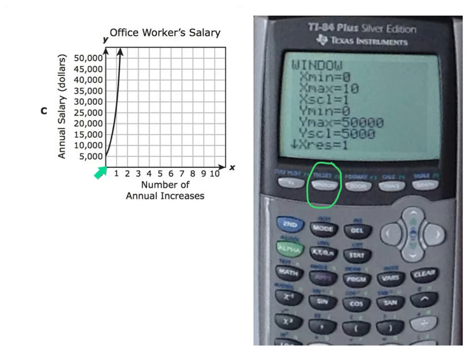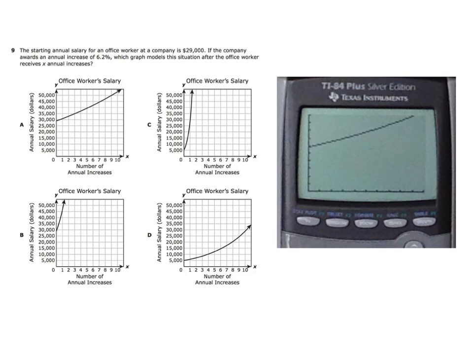And then on the y-axis, again I start at 0, but I'm going all the way up to 50,000. So starting at 0, going up to 50,000, and each one of these boxes is going by 5,000. So that's where I'm going to set my scale. So now that I've set up my window to match my graph, I'm going to press the graph key and see what I get. And now it's very easy to see what the answer is because my graph is using the same scale as they are, and the answer choice is A.